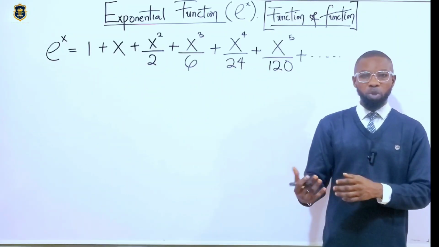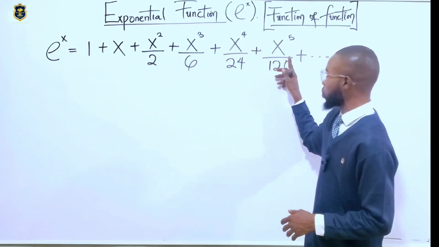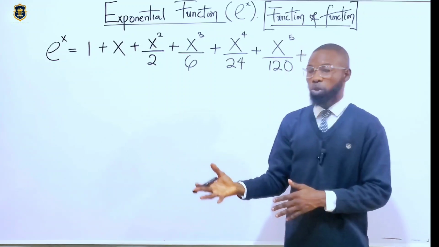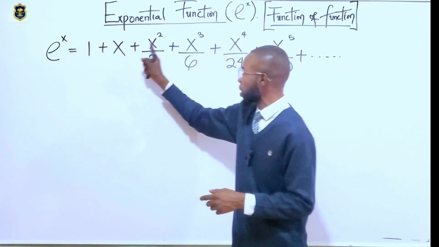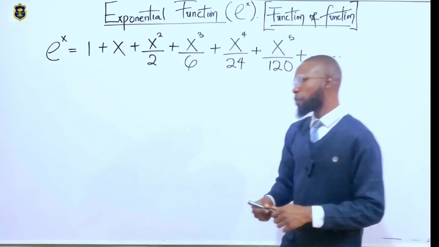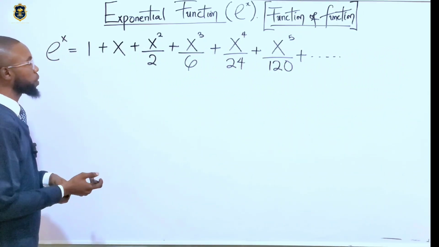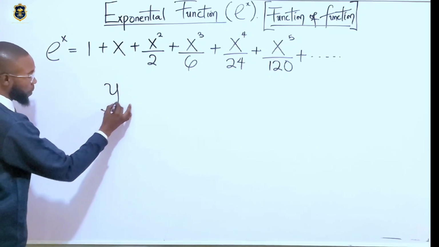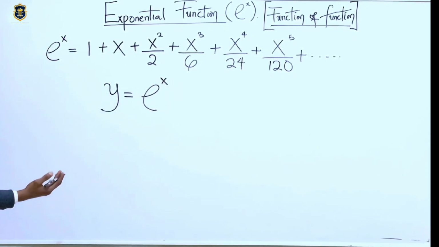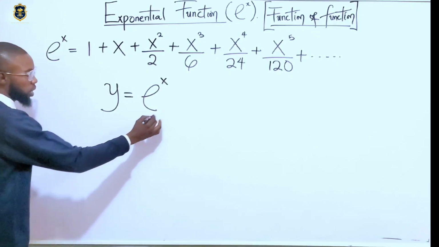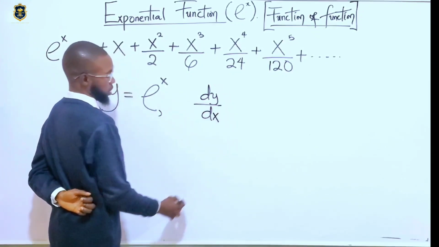Alright guys, so in the former video, we tried to establish the fact that e raised to the power of x has this value by using the summation function to expand it. Whenever you see e raised to the power x, the value of e raised to the power x is actually this. Since we are talking about function of function and we're still on calculus, what if we have that y is equal to e raised to the power of x as our exponential function? Let's find what dy over dx is.